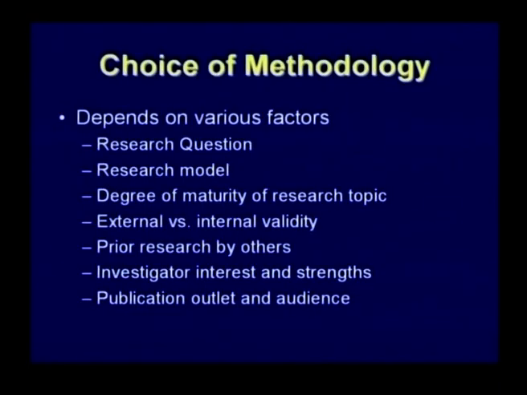And two last important things: investigators' own interest and strengths. For example, if a researcher is really good statistician, choosing qualitative type research method might not make good sense. On the other hand, if a researcher is strong in writing, in observing and writing, probably qualitative type research would be a better option. But there are different criteria for each of the research methods.